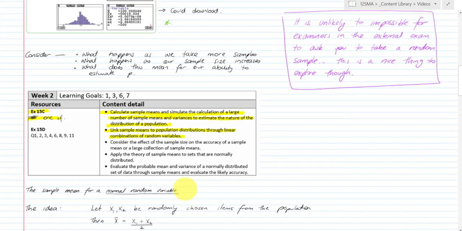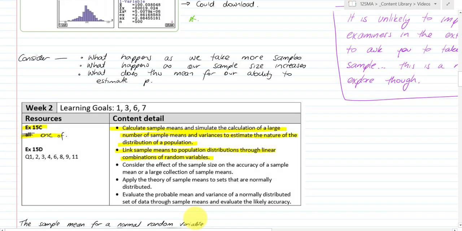So that's it really for this lesson. It's just worth considering what happens as we take more samples, what happens as our sample size increases, and what does this mean for the ability to estimate P.